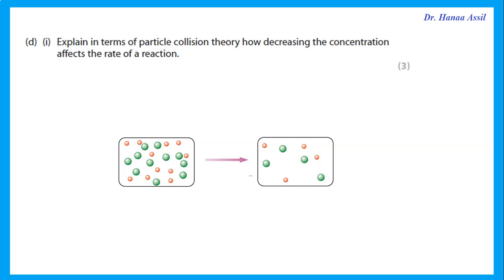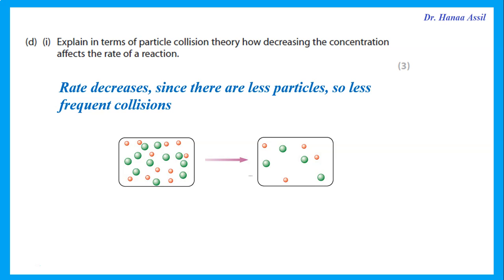First of all, if I'm using less concentration, what happens to the rate? The rate decreases. Using dilute acid instead of concentrated acid, the rate decreases. Now, why does the rate decrease? Because when I'm using something of less concentration, then there are less particles, so less frequent collisions, or you could say less collisions per minute. So either less frequent collisions or less collisions per minute.